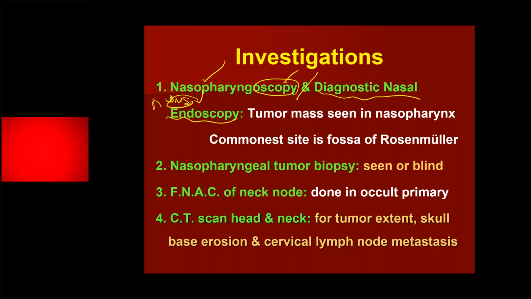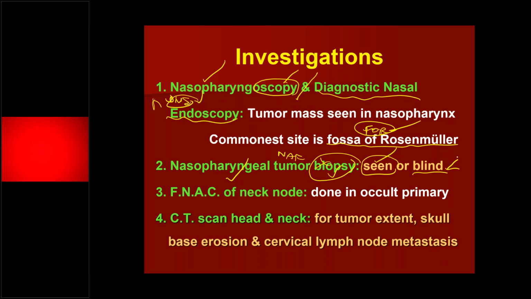Tumor mass is seen in the nasopharynx, and the commonest site is, as I already told you, the fossa of Rosenmuller. Biopsy can be done, of course. In juvenile nasopharyngeal angiofibroma, biopsy is contraindicated. But in nasopharyngeal cancer, you can go for biopsy. Sometimes, if you don't find the tumor, you have to go for blind biopsies.